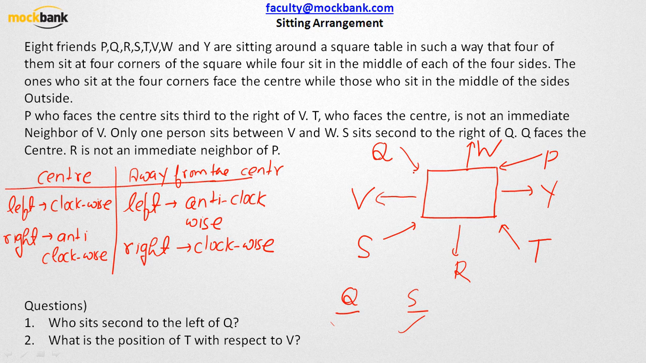Now it says, who sits second to the left of Q. Now let's see the questions. Second to the left of Q. Since Q is facing the center, how about left? If I have to look for left, I have to be going in the clockwise direction. And who is sitting over here? This person is nothing but P.